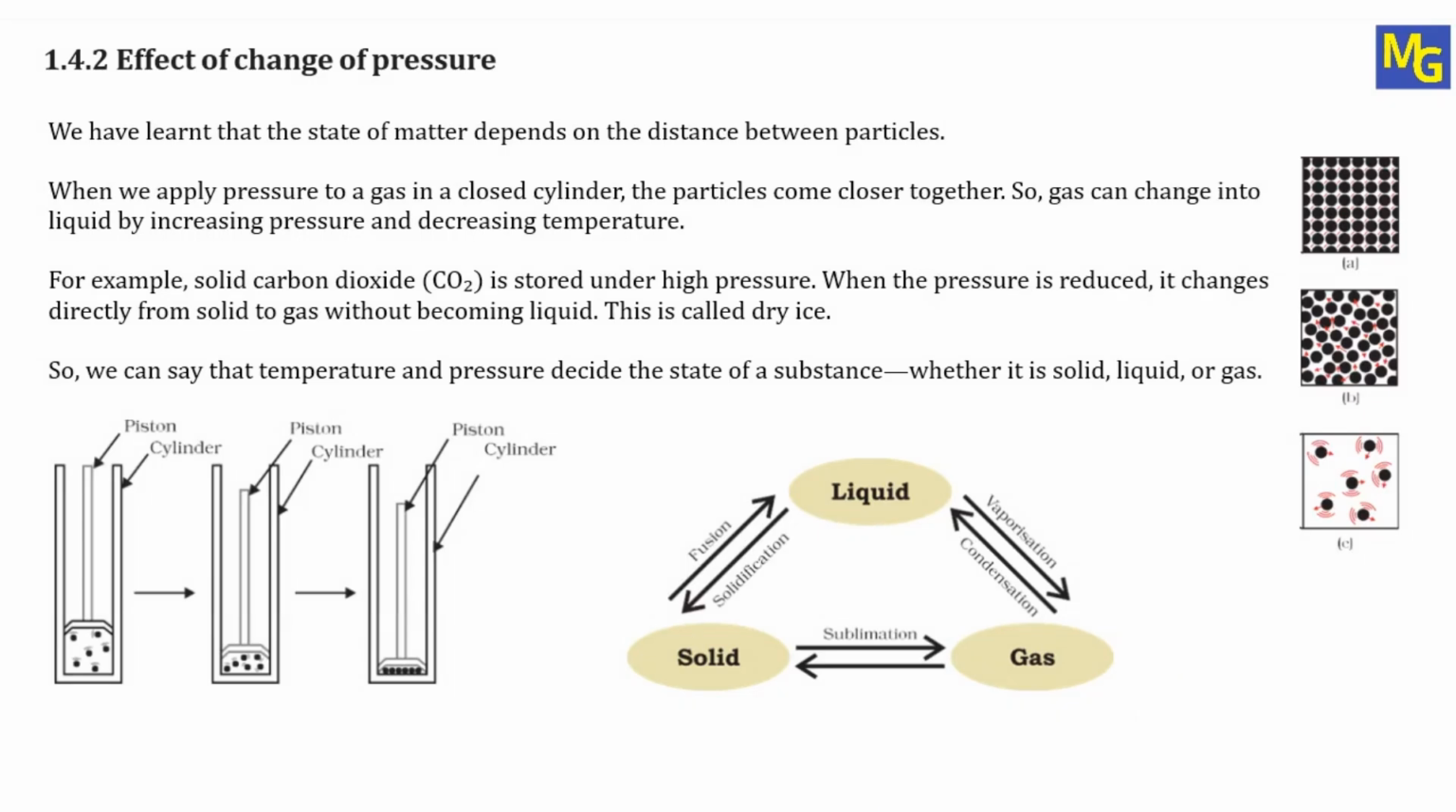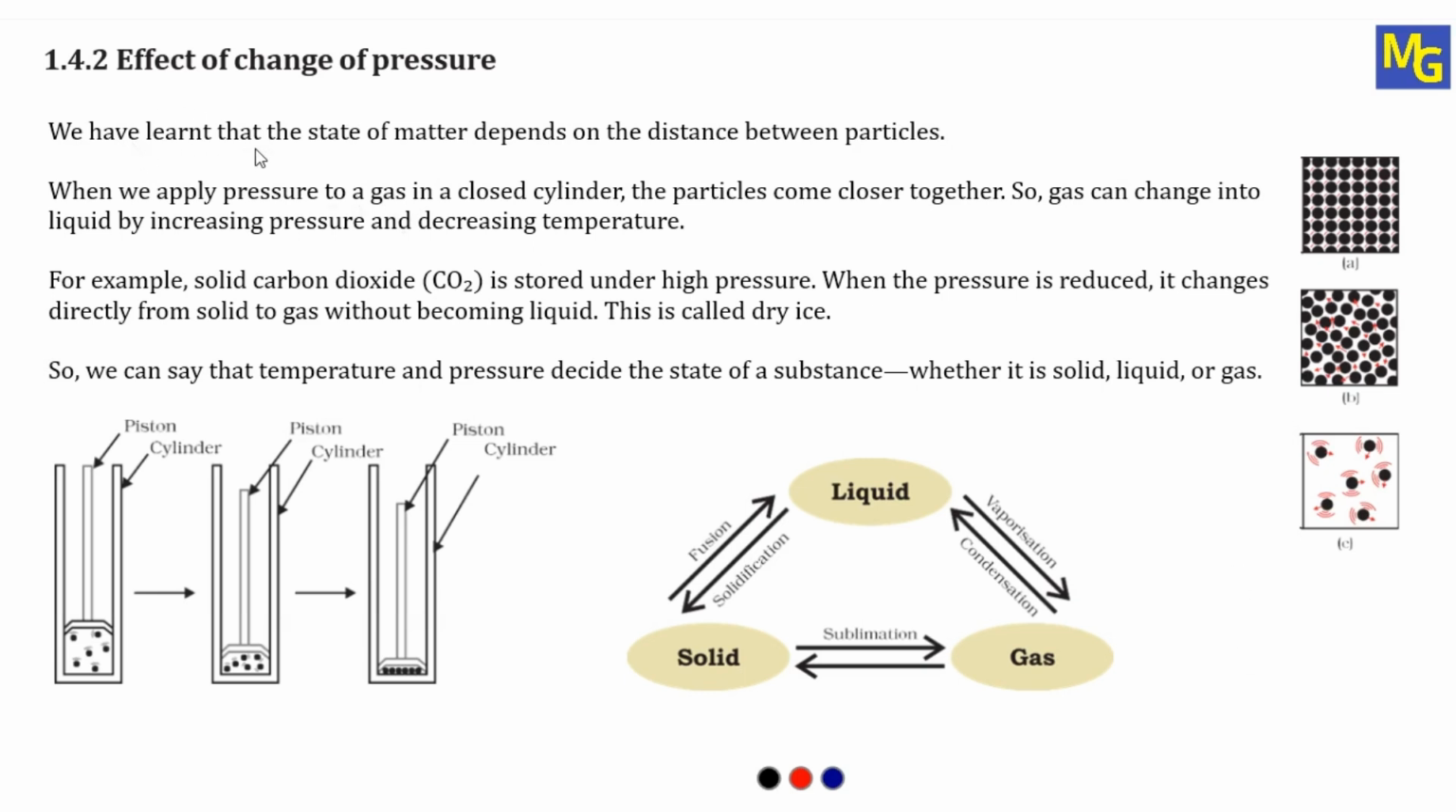Hello students, I am explaining chapter number 1, Matter in Our Surroundings, from class 9 Science. I have already completed the topics like physical nature of matter, characteristics of particles of matter, states of matter, and can matter change its state. In that I have completed the effect of change of temperature, and now I am going to explain the effect of change of pressure. So let's start with the topic.